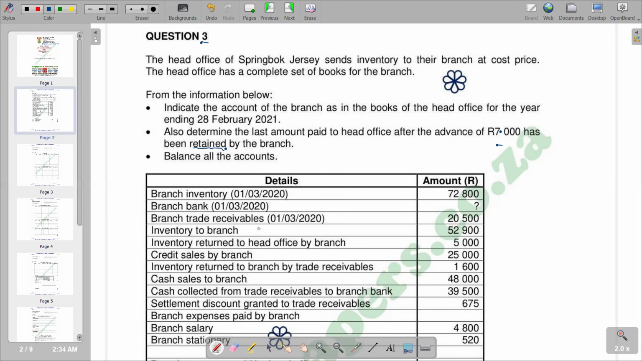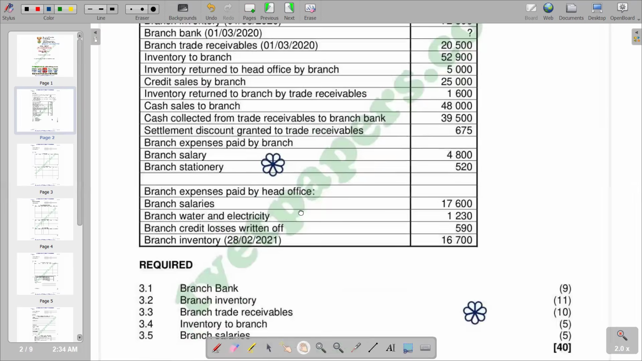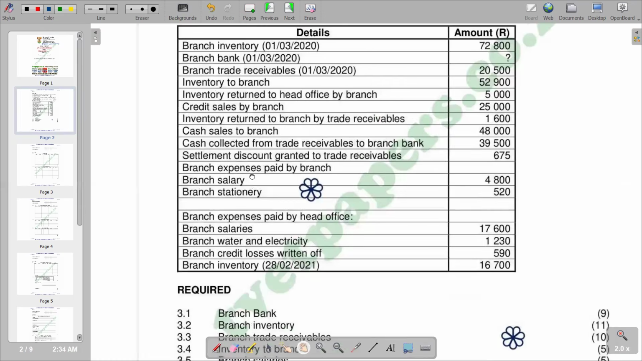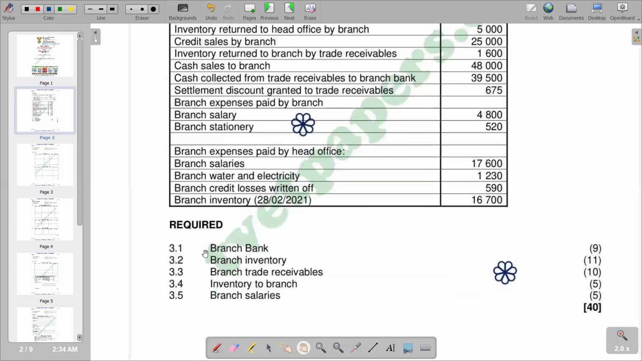Then we are listed in this table or this list of balances, and beneath that, obviously, you need to go through everything that we have there before you attempt the question, and then you go to the requirements of the question. 3.1 requires you to open a branch bank, 3.2 requires you to open a branch inventory, and 3.3 requires you to open a branch trade receivables. Then 3.4, inventory to branch, and 3.5, branch salaries. In total, we have got 40 marks on this question.